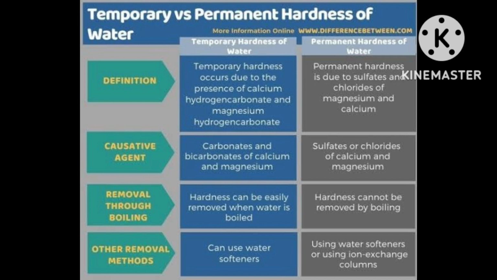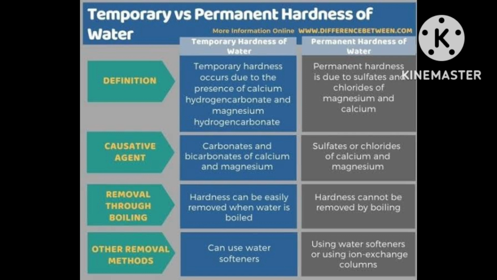See, now I told you 3 things. First 2 things you have understood, calcium and magnesium, Ca2+, Mg2+. Then 3 things I told you. First chloride, second sulfate, and third hydrogen carbonate, that is the bicarbonate. Hydrogen carbonate is called bicarbonate. HCO3 minus. That is called bicarbonate or hydrogen carbonate.